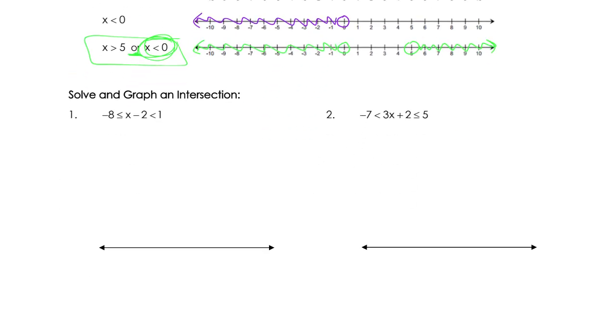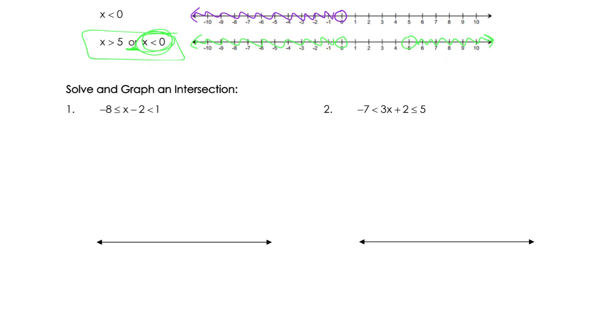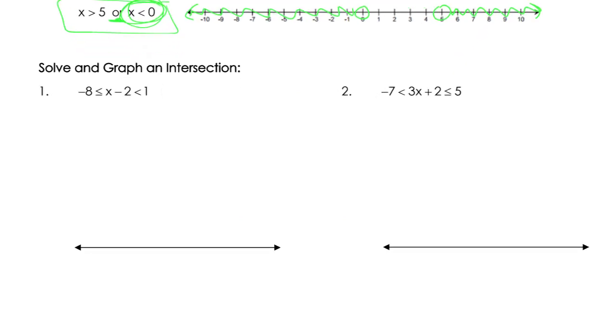So first thing we're going to look at here is 1 and 2, and I'm going to zoom in just a little bit more. It says solve and graph an intersection. So you'll notice that these inequalities are written together. This implies that it's an intersection or an "and" statement. Whenever they're written together like this, it's always, always, always "and."